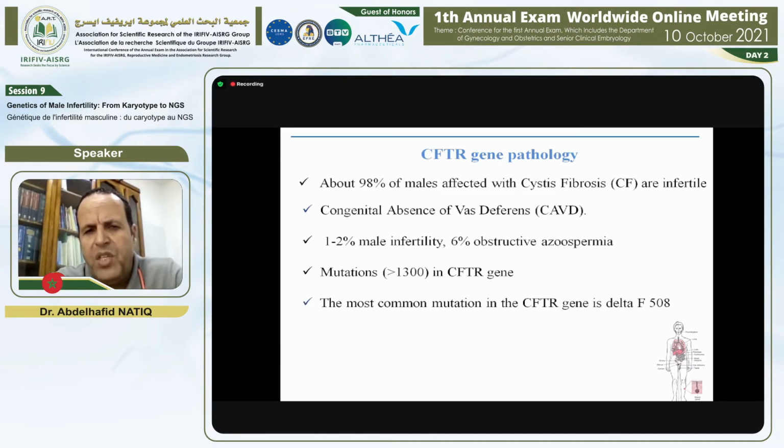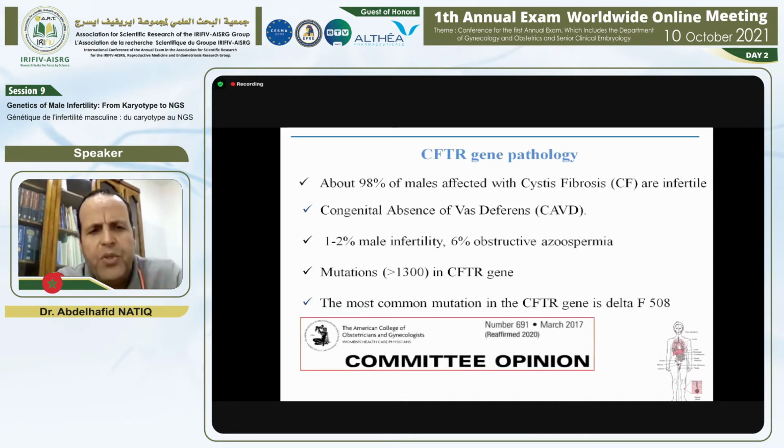There are a lot of mutations, more than 1,300 in the CFTR gene, and the most common mutation in the CFTR gene is delta F508. And the American College of Obstetricians and Gynecologists reports that the screening of CFTR for cystic fibrosis can be offered to all patients regardless of ethnicity by a minimum panel of 23 common mutations.